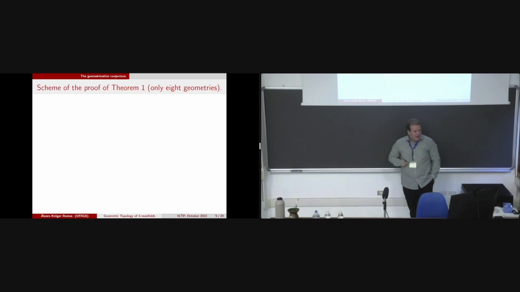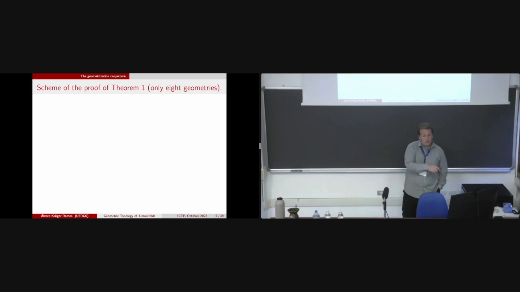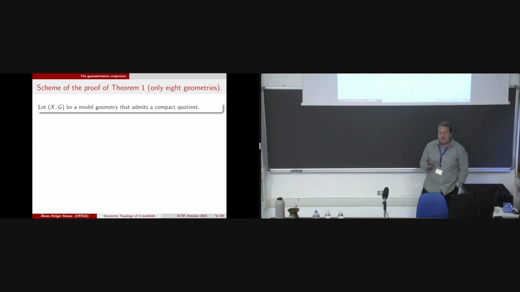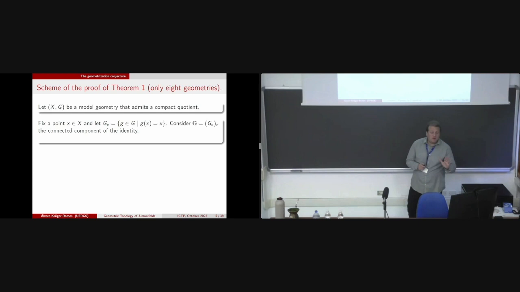So let me give just the basic scheme of the proof that there are only these 8 geometries. The whole proof is a little more complicated. Not more complicated, you need to go through the steps with more care, because for instance, here it's not going to be clear where I use that they admit a compact quotient. So this is just to organize the ideas of why you have actually just 8 geometries and which they are. So let X be a model geometry and assume that it admits a compact quotient. Now you fix your point, any point that you want, because a model geometry is a homogeneous manifold in the end. So any point is going to be the same.